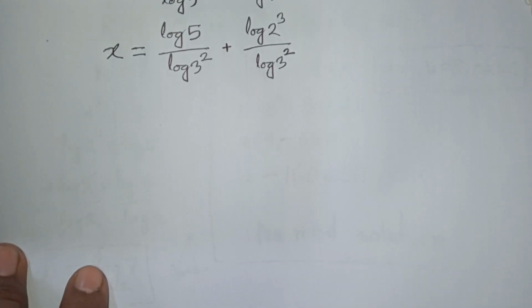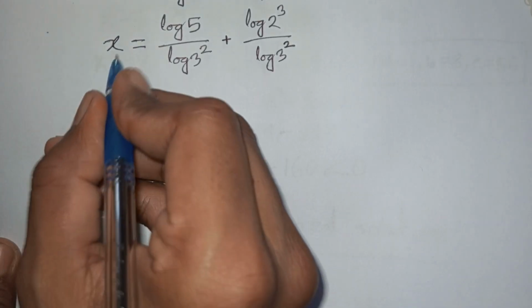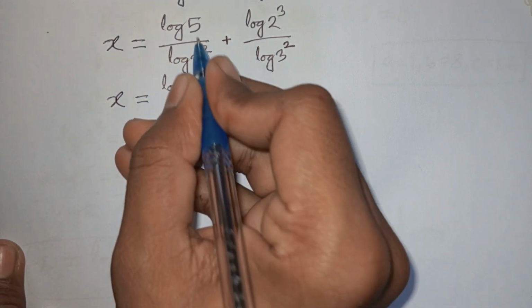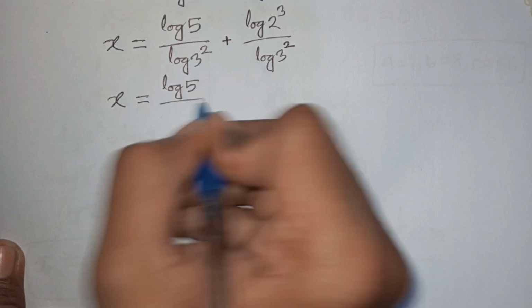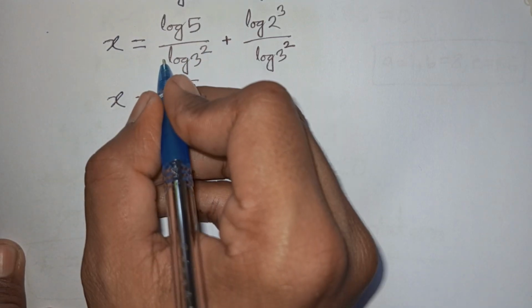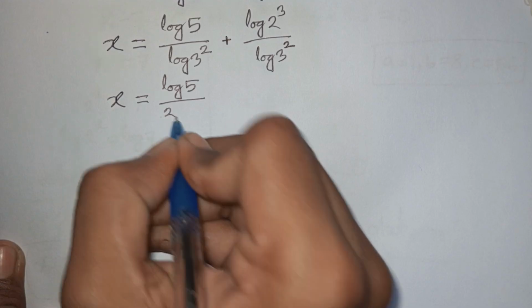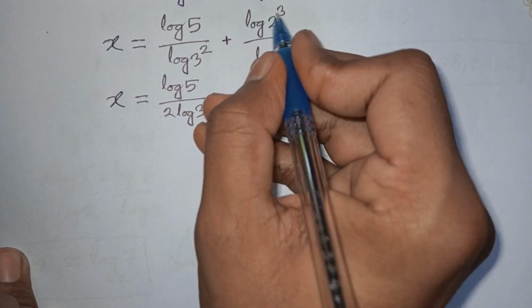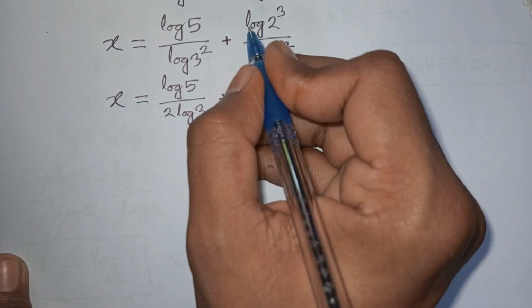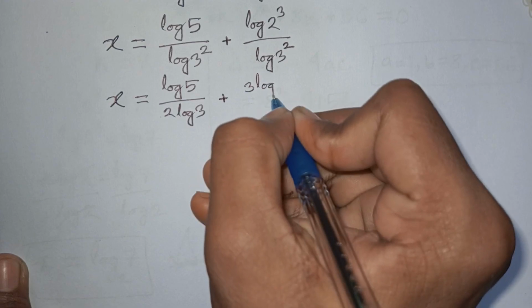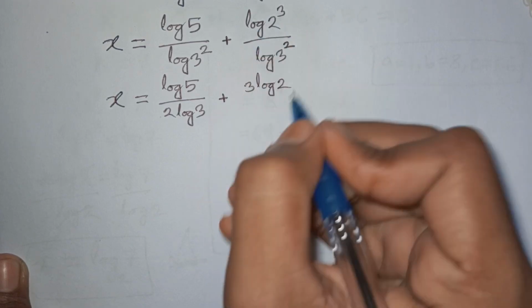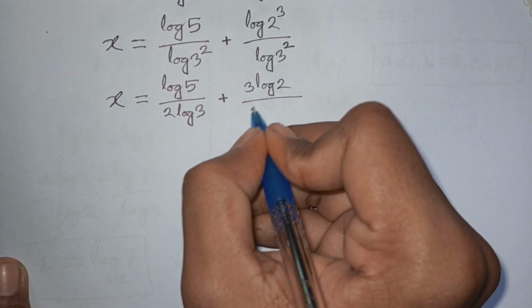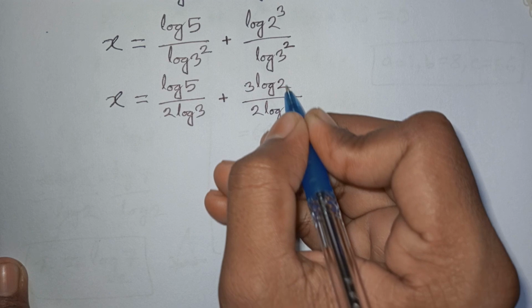In the next step we have x is equal to log 5 of this power 2 will move to the base, so it will be 2 log 3, plus this power 3 will move to the base, so it will be 3 log 2, of this power 2 will move to the base, so it will be 2 log 3.